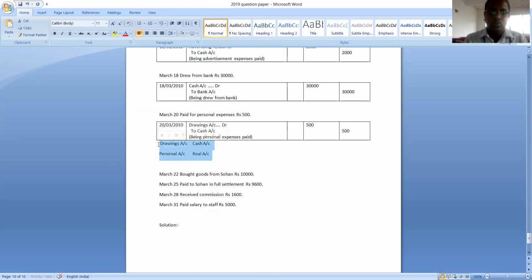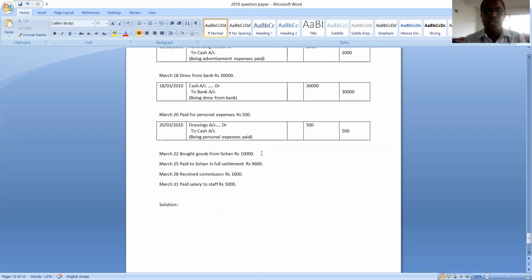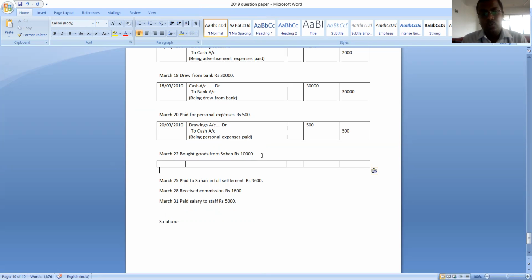Okay, let us move to the next transaction. It is dated 22nd March 2010. The transaction is: bought goods from Sohan, rupees 10,000. I told you people that when you find the name of a person in a transaction, you should be very careful.